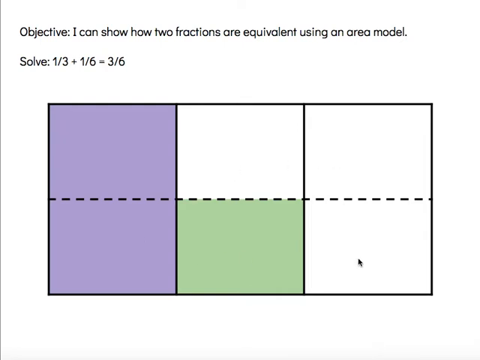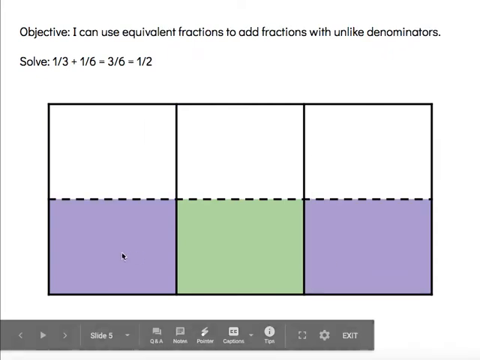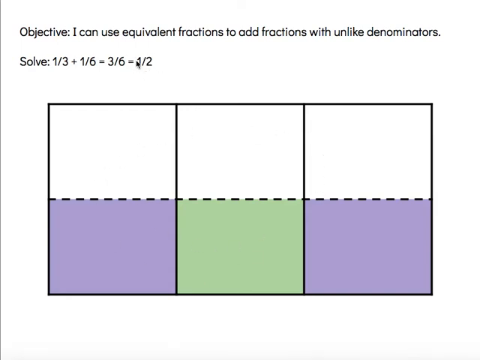But I can also decompose and rearrange the shape so that they're all in a line like this. And when I do that, I can see that 3/6 actually takes up half of this whole rectangle. So 3/6 is also equivalent to 1/2, and I can see that. We're going to look at a few more problems like this so that we can reinforce this idea that equivalent fractions take up the same amount of space if we show them in an area model.